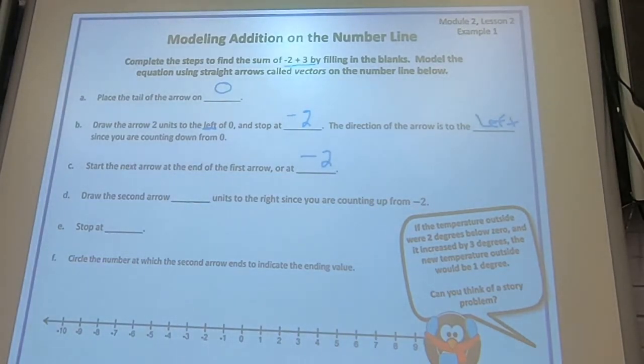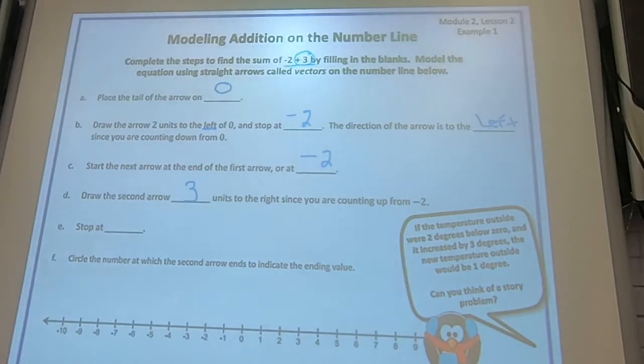Draw the second arrow. Since the second number is 3, we're going to go 3 units to the right. Since we're counting up, we're going to the right. So then we're going to stop at the answer. So let's go ahead and work that so we can see where we would actually stop.